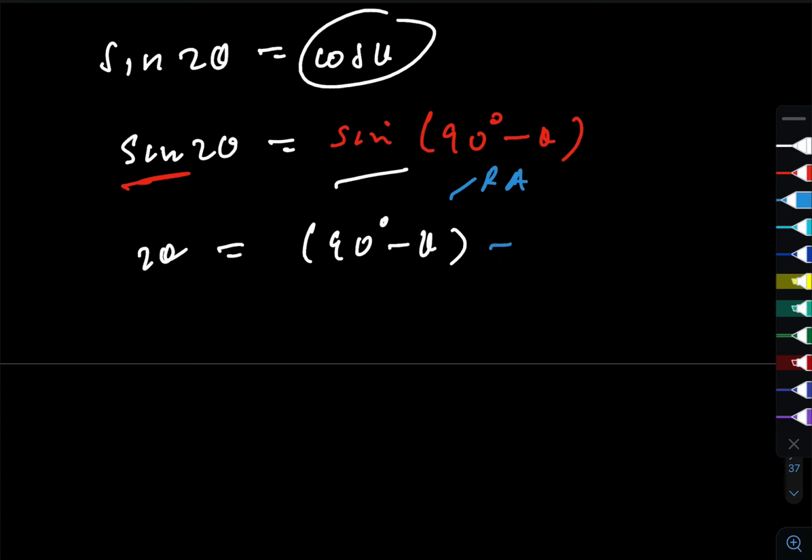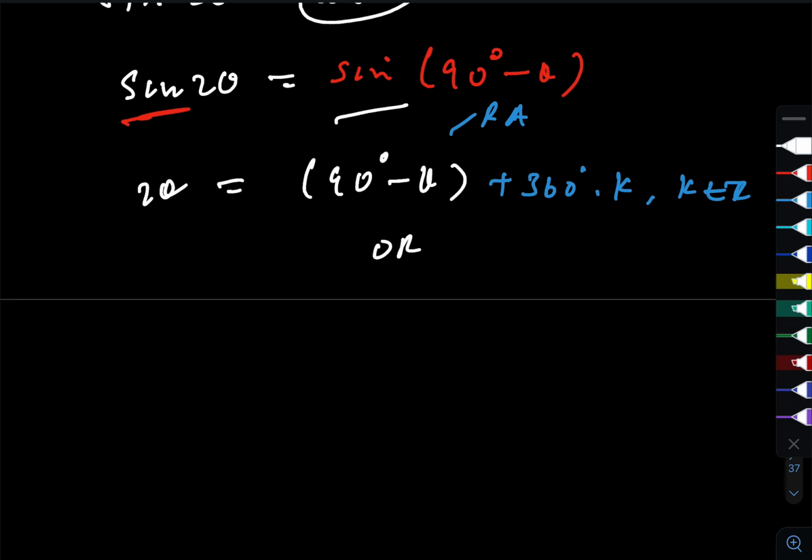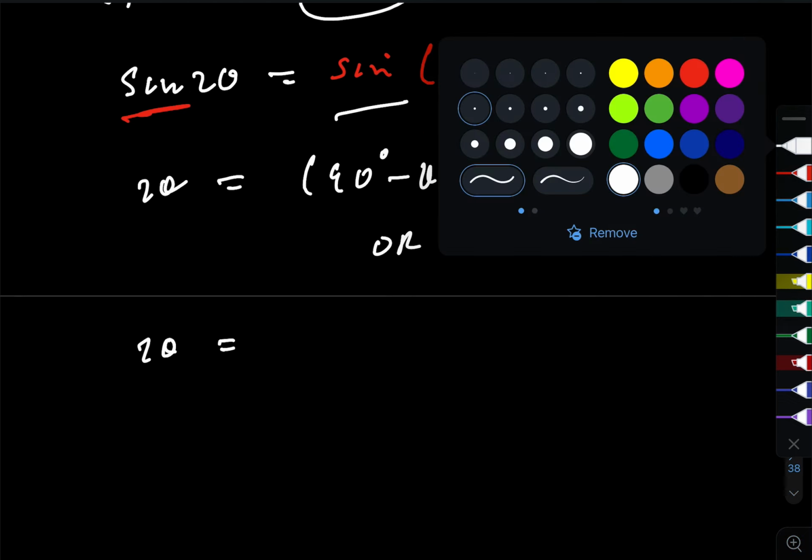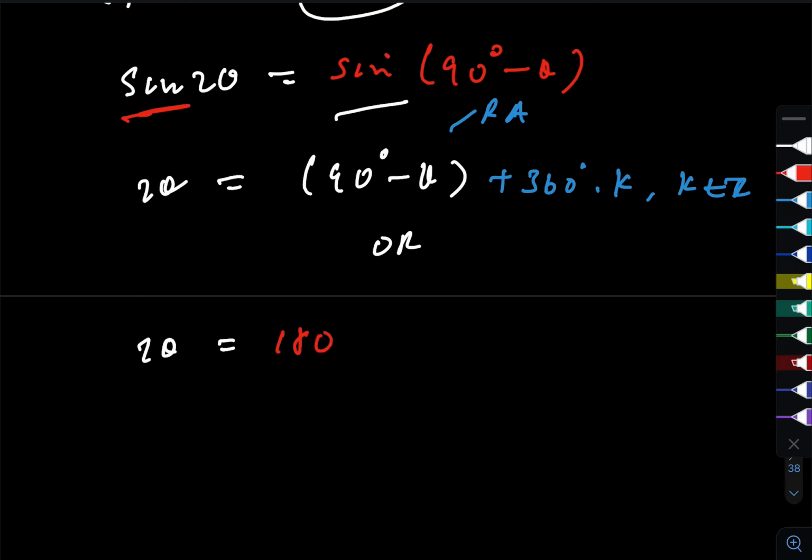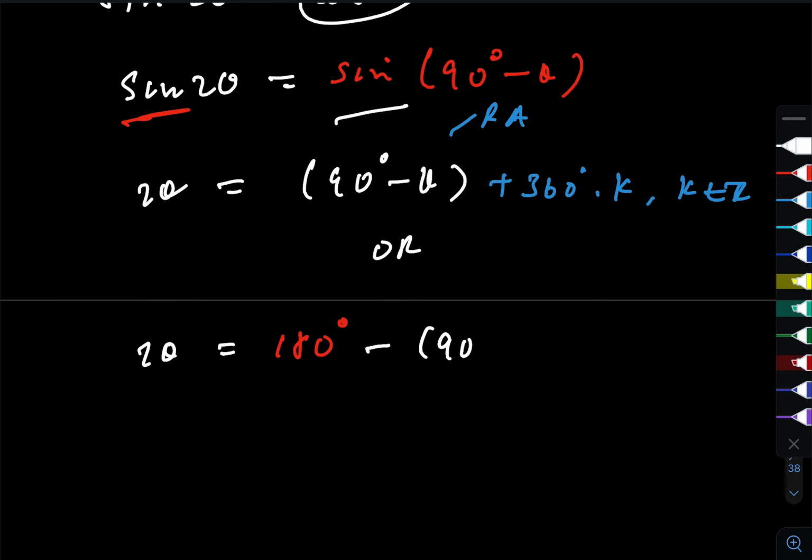All I need to do for a general solution is to add 360 times k, where k is an element of integers. The second solution to that will be 2 theta equals, remember, I need to take 180 degrees minus my reference angle. My reference angle is the 90 minus theta. Just make sure that you maintain those parentheses there to avoid making mistakes.